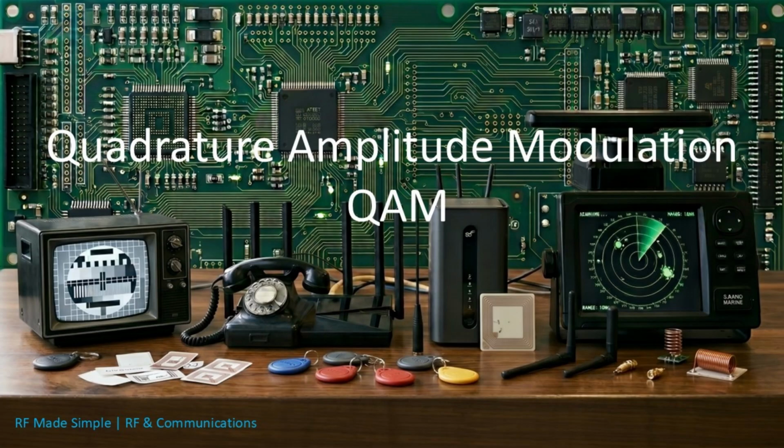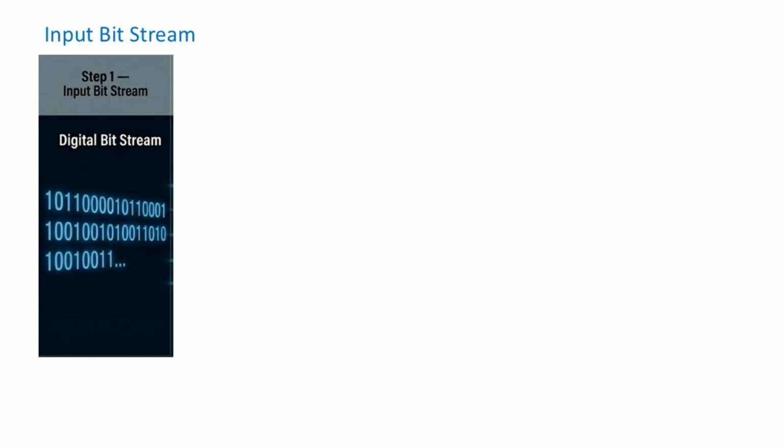Today, we're going to understand how QAM is generated in a communication system. We'll go step by step from a simple bit stream to symbol mapping on the IQ plane, and finally how those symbols are turned into real RF signals for transmission. Now let's start with the bit stream.